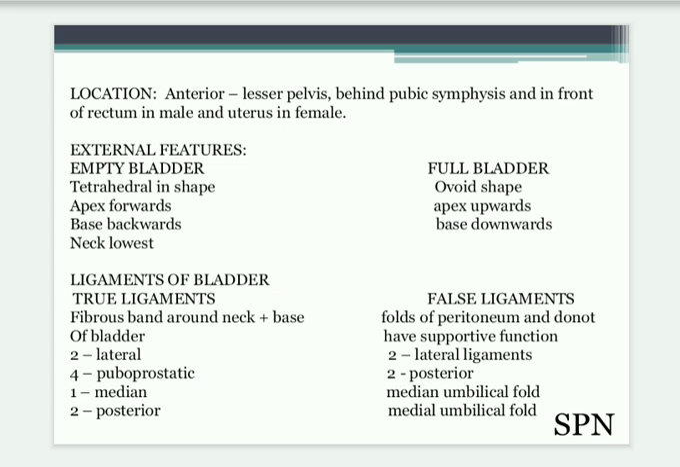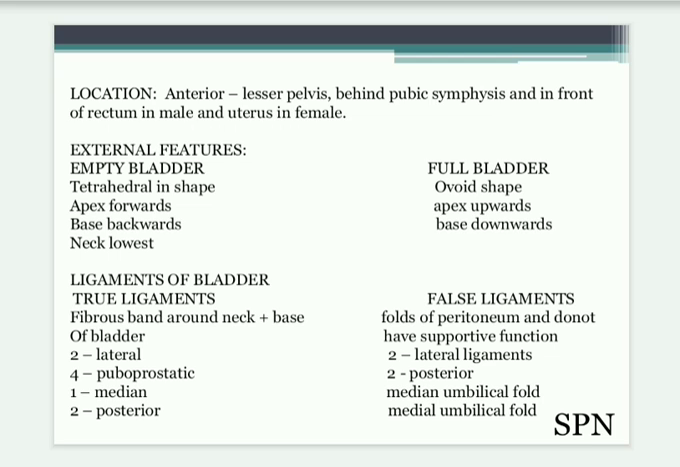Its location is anteriorly in the lesser pelvis, behind the pubic symphysis, and in front of the rectum in males and the uterus in females. So this is the location of your urinary bladder.